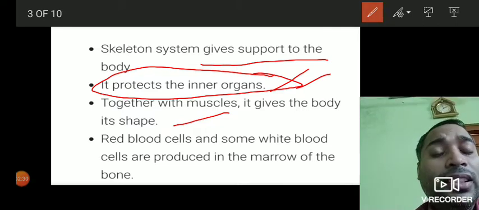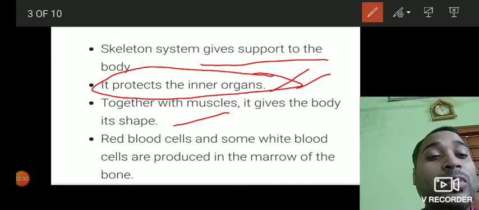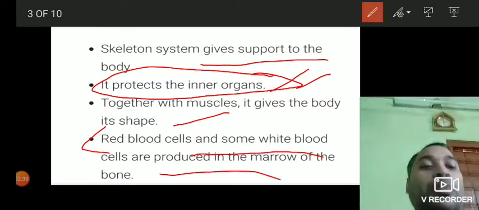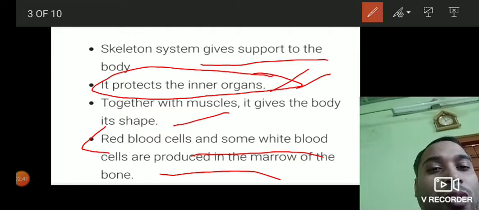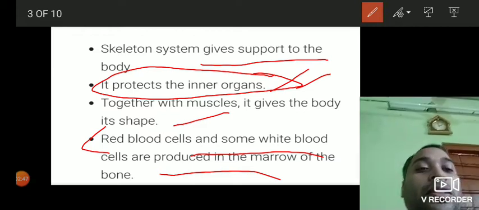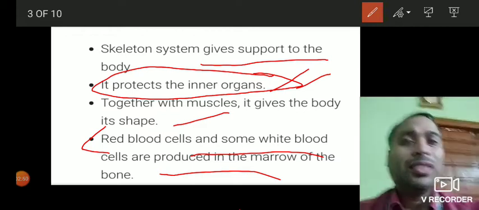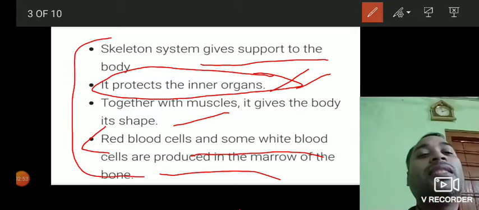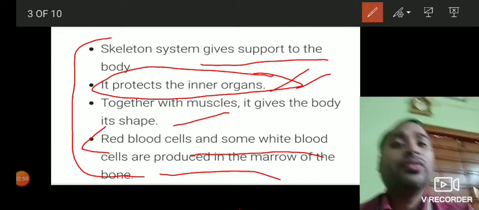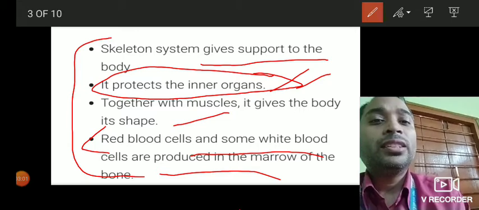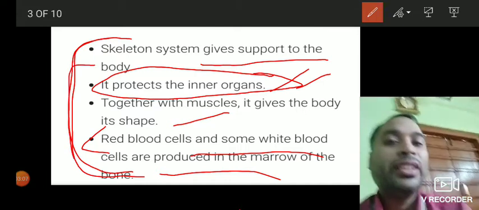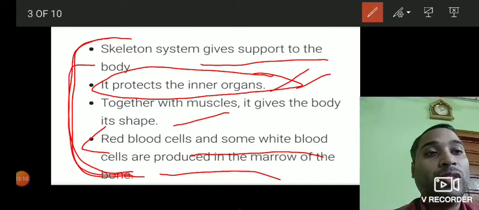Then the red blood cells and some white blood cells are produced in the marrow of the bone. Again we are going to discuss this part today: how red blood cells and white blood cells are produced in the bones, in which part of the bone they are produced, and what their functions are. So this is the summary of the functions of the skeletal system, and we can also say that these are the functions of the bones, because bones are the main part of our skeletal system. More or less we will talk about the same thing again while discussing the functions of our bones.